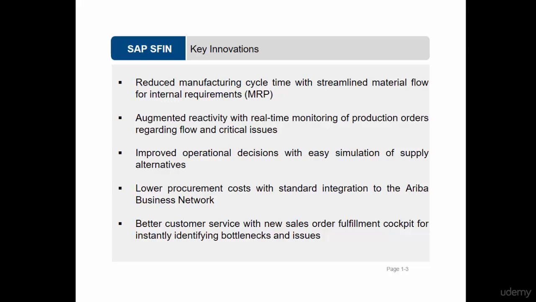Some of the key innovations of SAP S/4HANA are reduced manufacturing cycle time with streamlined material flow for internal requirements, MRP; augmented reactivity with real-time monitoring of production orders regarding flow and critical issues; improved operational decisions with easy simulation of supply alternatives; lower procurement costs with standard integration to the Ariba Business Network; and better customer service with a new sales order fulfillment cockpit for instantly identifying bottlenecks and issues.